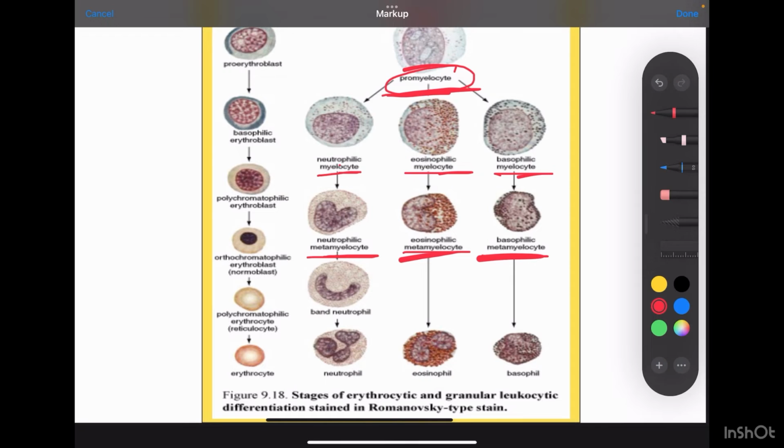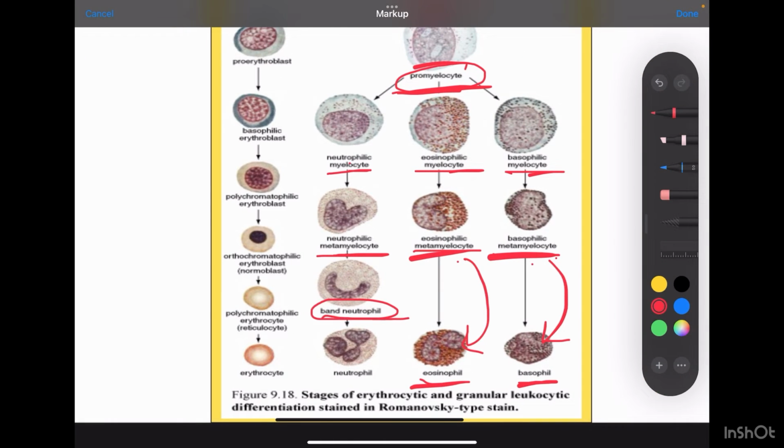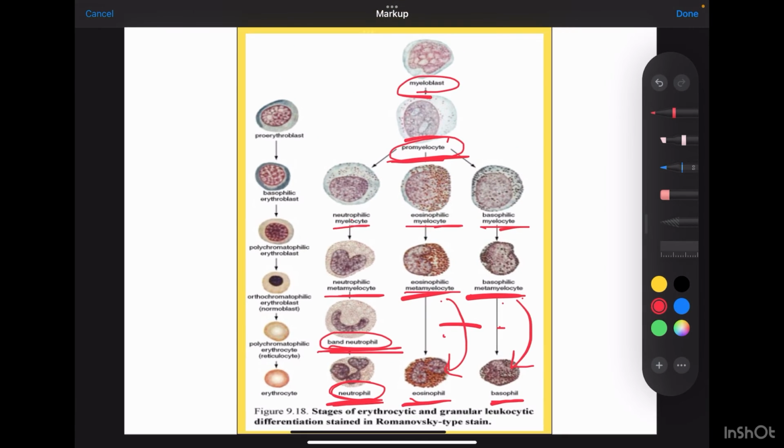Now from this point, both basophils and eosinophils directly get to their mature form, eosinophil and basophil. For the neutrophil, first it gets to an immature form, which we call the band neutrophil, and then the mature form, which we call a neutrophil. So we just have to skip this point in both of these types of cells. They don't have a band type of cell, they directly get the mature one. But in neutrophil we have the band neutrophil. I just wanted to show that.